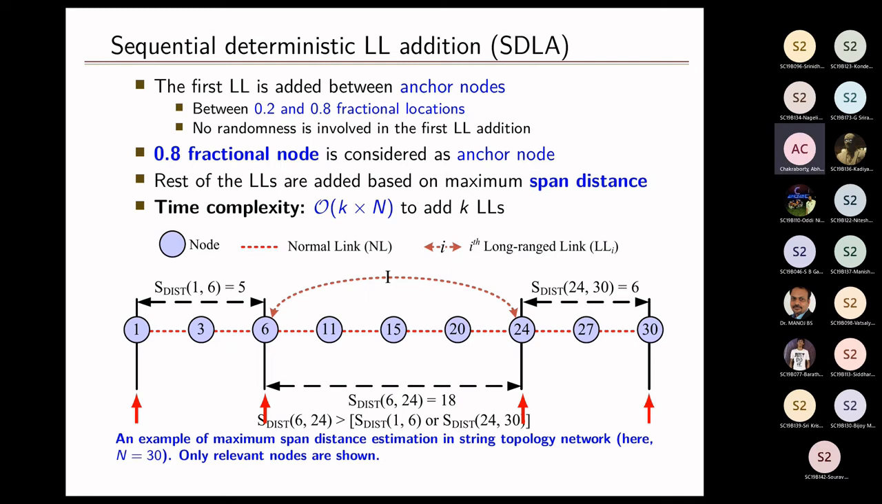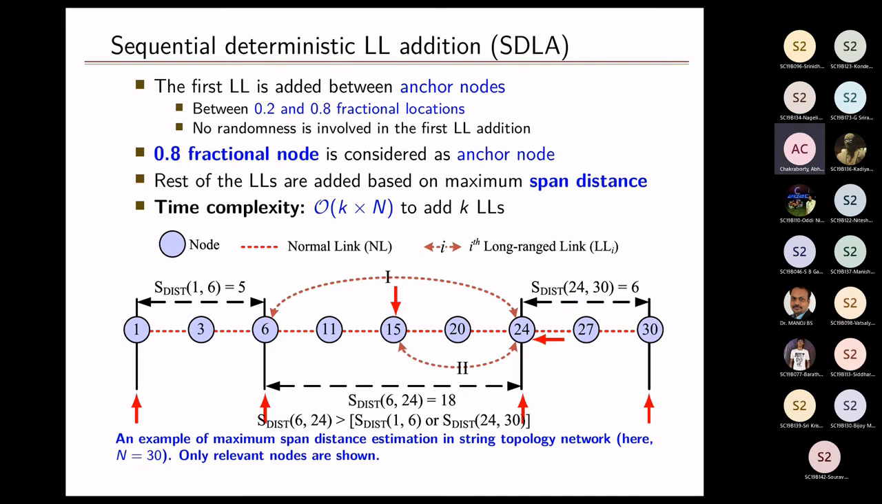So in our algorithm, what will happen? We'll take the highest span distance into account, and we'll take node 0.8n, as we mentioned previously, as the anchor node, which will anchor the other links in the network. We'll divide the highest span distance by 2. So if you see now, 18 is divided into 9 and 9. And then we'll add the second link.